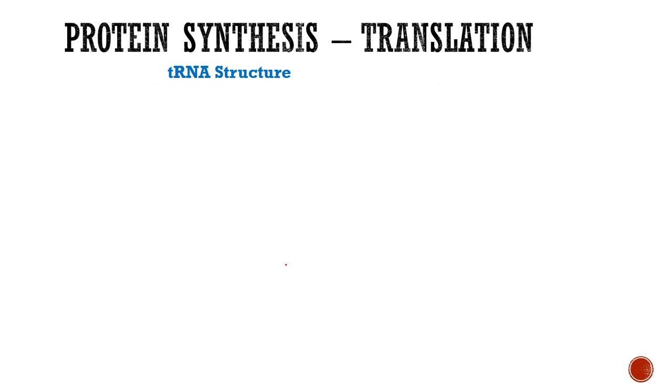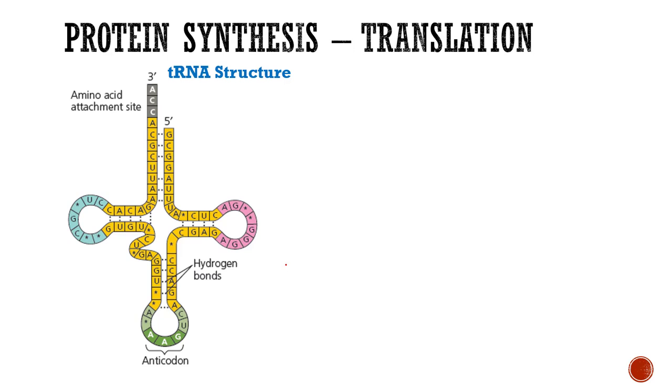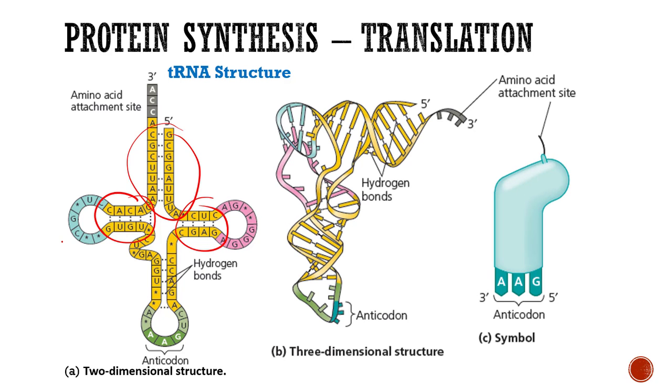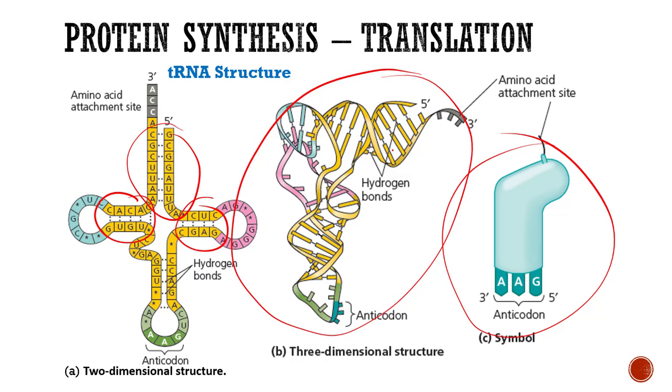So these are three diagrams of transfer RNA. Now this is a two-dimensional diagram. As you can see, these are complementary regions, so they have bonded to each other. And this is the three-dimensional structure, or the actual structure of the transfer RNA. And this is a symbolic way to represent it, as I have just drawn the diagram of a transfer RNA. So this is how you are going to draw a transfer RNA.